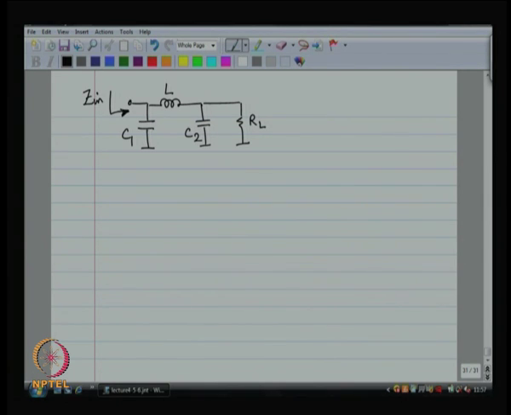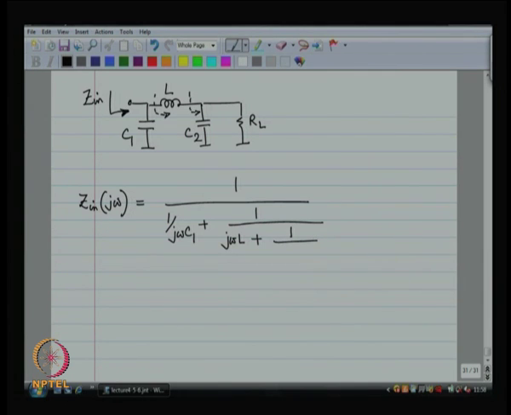So, my input impedance Z in is equal to a capacitor in parallel with some other stuff, right. So, that is what I am writing down over here. What is the other stuff? It is an inductor in series with some other stuff, and that is basically a resistor in parallel with a capacitor, right.